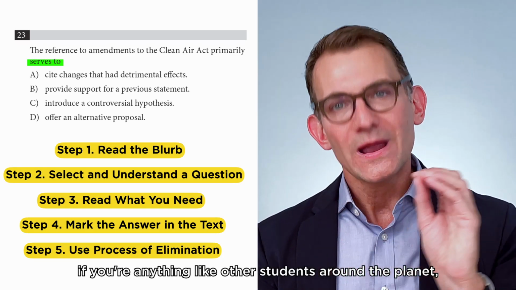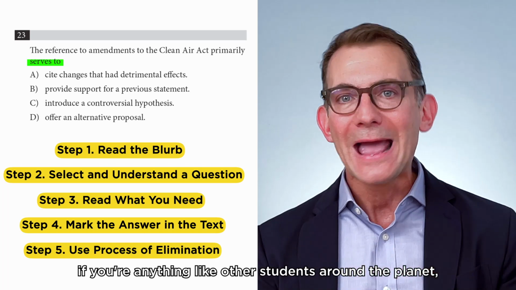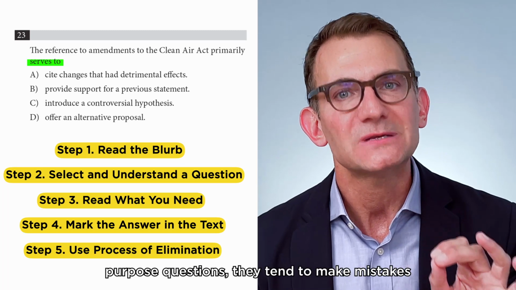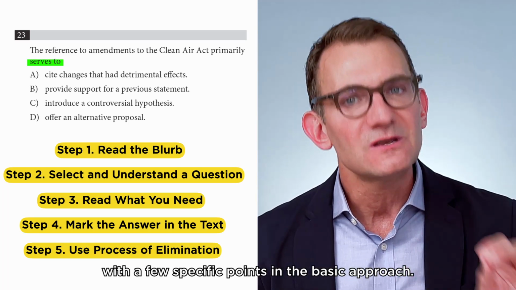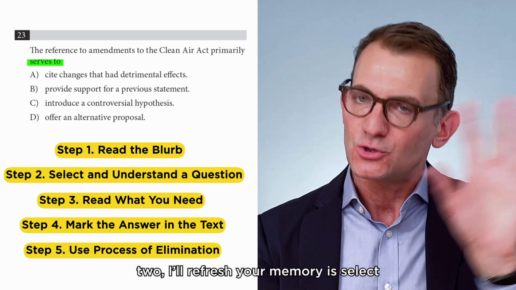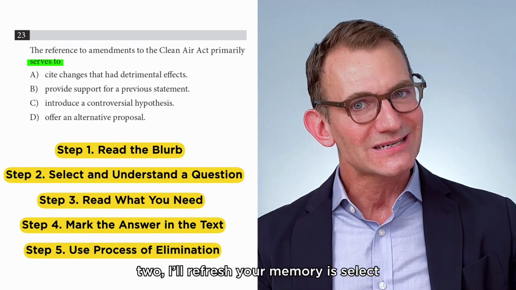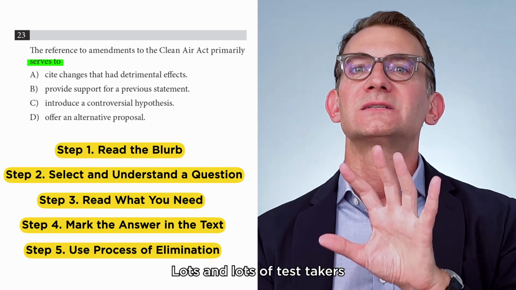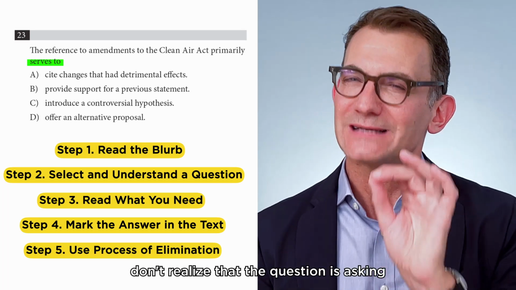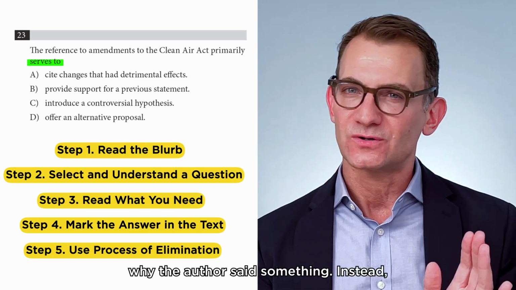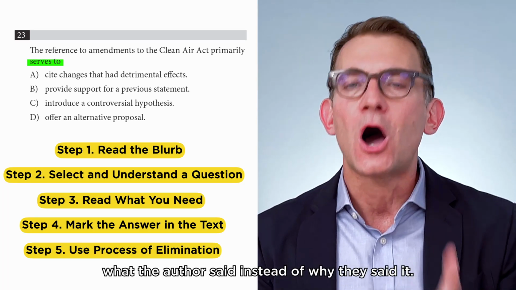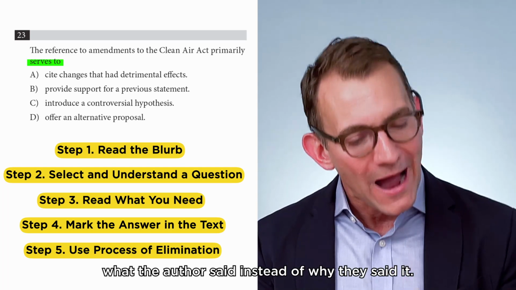Now, if you're anything like other students around the planet, when they first approach purpose questions, they tend to make mistakes with a few specific points in the basic approach. One of the biggest mistakes that we've seen is around step 2. And again, step 2, I'll refresh your memory, is select and understand the question. Lots and lots of test takers, when reading a purpose question, don't realize that the question is asking why the author said something. Instead, lots and lots of students focus on what the author said instead of why they said it.